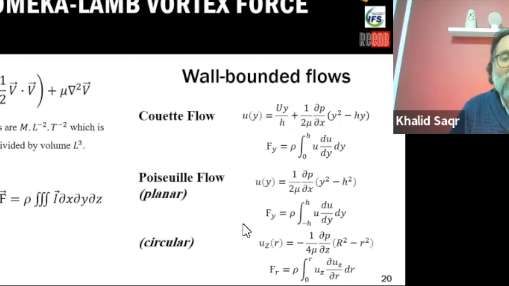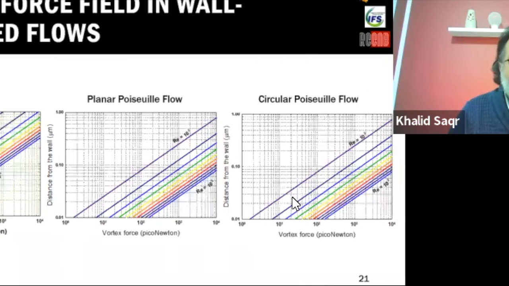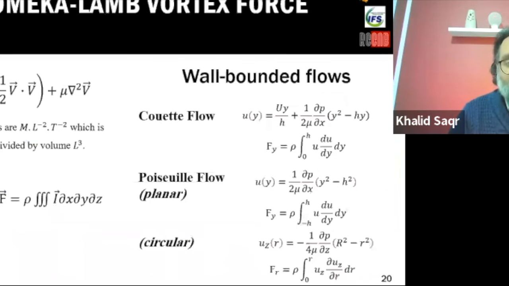I managed to solve two of the classical exact solutions of the Navier-Stokes equation, which are the Womersley flow and the Poiseuille flow in planar and circular coordinates. This is the solution. The y-axis is the distance from the wall, and the x-axis is the vortex force in piconewton units. So basically, it's the density multiplied by the integral of the Veronicas Lab acceleration vector.